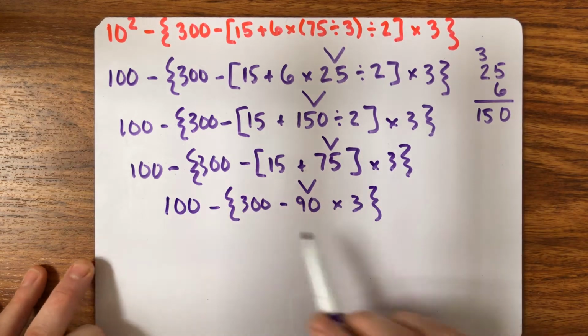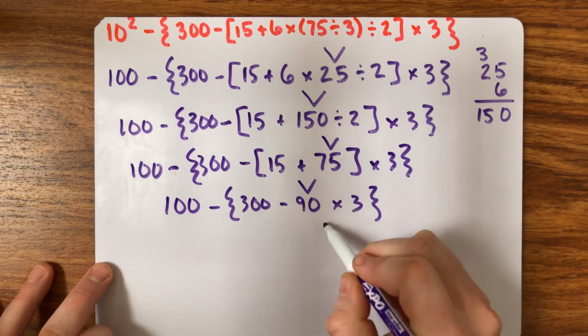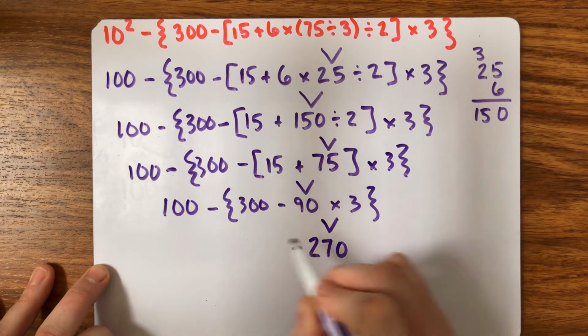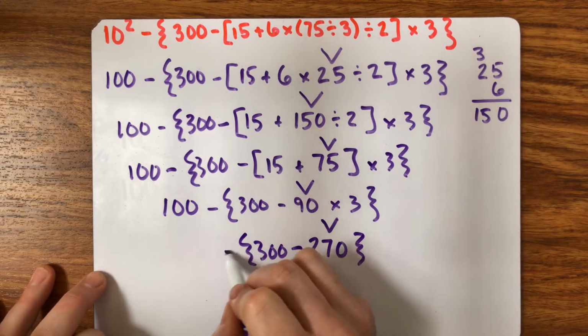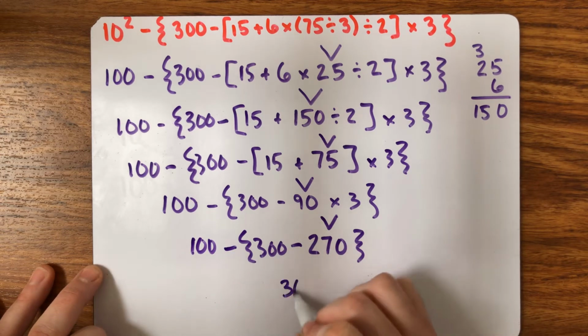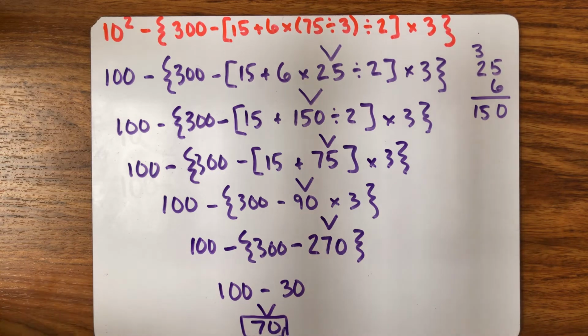100 minus. Now, inside our braces, we have subtraction and multiplication. Multiplication comes first. So we get 270. So we're doing 300 minus 270. Okay. And now 300 minus 270 is 30. So 100 minus 30, finally we get 70 as our answer. So 70 was the answer to the problem swap. A very long problem, but if you're organized with all of your work, you can get the answer.